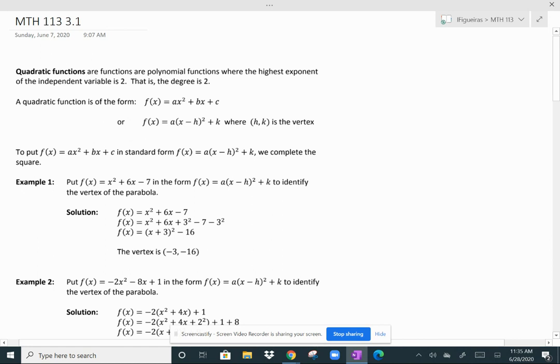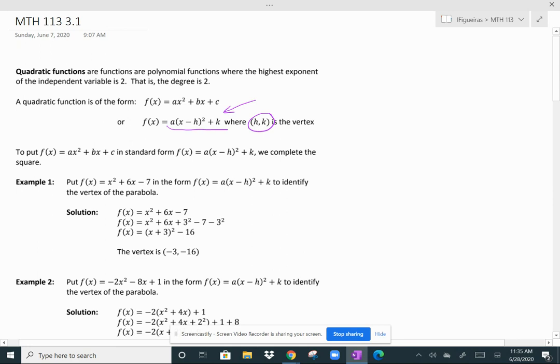Another less common way to see your quadratic function is in this form: f of x equals a times x minus h squared plus k. It's really handy to see it in this form because you can pick out your vertex from here. The x coordinate would be the opposite sign of whatever's associated with the x, and the k would be the constant that's being added after.